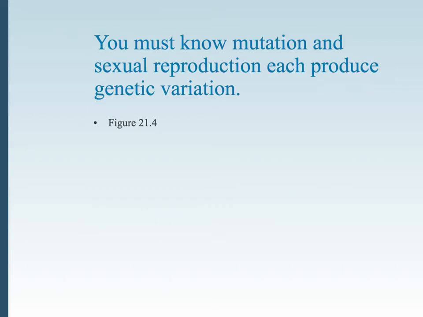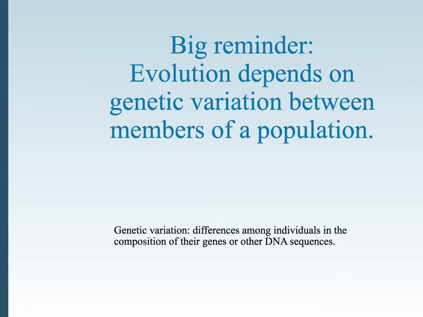So you need to know how mutation and sexual reproduction can each produce genetic variation. So here's your big reminder. Why are we talking about evolution of populations when we're starting with genetic variation? Well, it's because evolution depends on genetic variation between members of a population. If there is not variation between individuals, there cannot be natural selection. If there's not natural selection, there's not evolution. And so it all boils down to genetic variation existing between different members of the population.